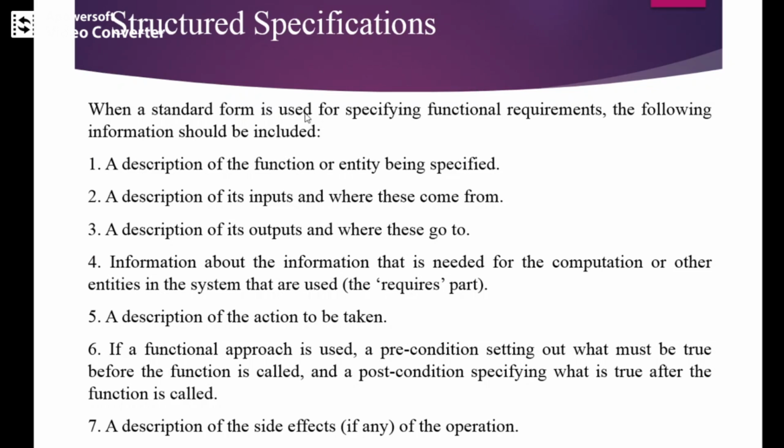Now, when a standard form is used for specifying functional requirements, the following information should be included. Suppose you want to specify a functional requirement, then what is the standard form? First one, a description of the function or entity being specified. You have to describe the particular functionality first. Second one, a description of its inputs and where these come from. You have to specify the inputs given to the system and tell what the source for these inputs is.